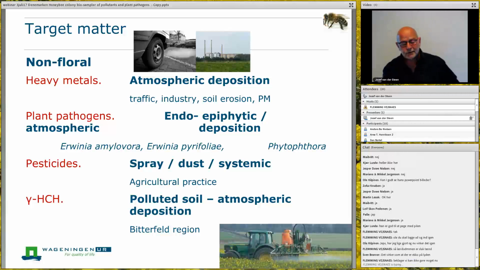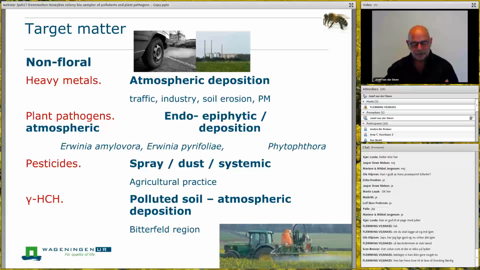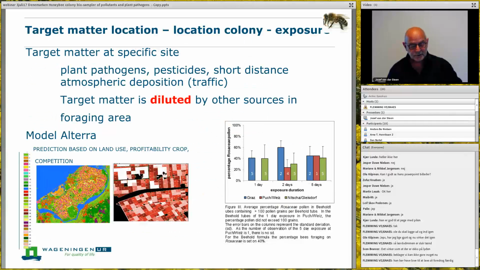When I go to non-target, non-floral plants, we can think about heavy metals and plant pathogens. I can show you some examples of this, but also pesticides can be collected by the bees, showing that bees have been exposed to pesticides. And I did a study on HCH in the Biavlerforenings region some years ago.